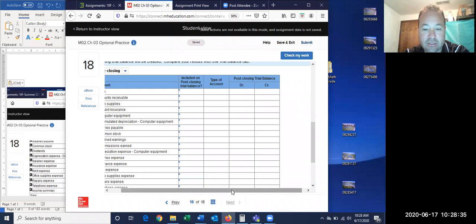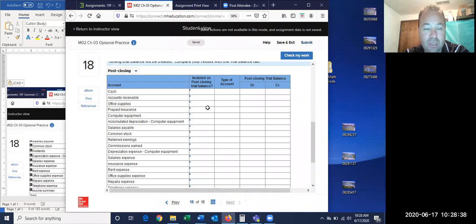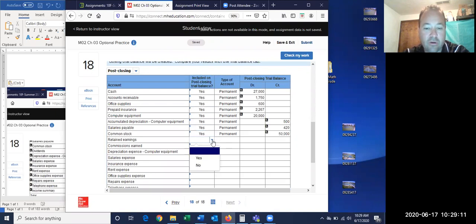Now we go to the post-closing. The post-closing says, okay, should this account be here? And remember, all of these are going to be yeses until we get to our retained earnings, basically. So is cash? Yep. And it puts the balance in. Is our accounts receivable still here? Yeah. All of our assets are still going to be here. Our computer, that's an asset, as well as the accumulated depreciation, it is a contra, but it's still an asset. The liabilities are still here. Common stock is still here. Retained earnings is still here.